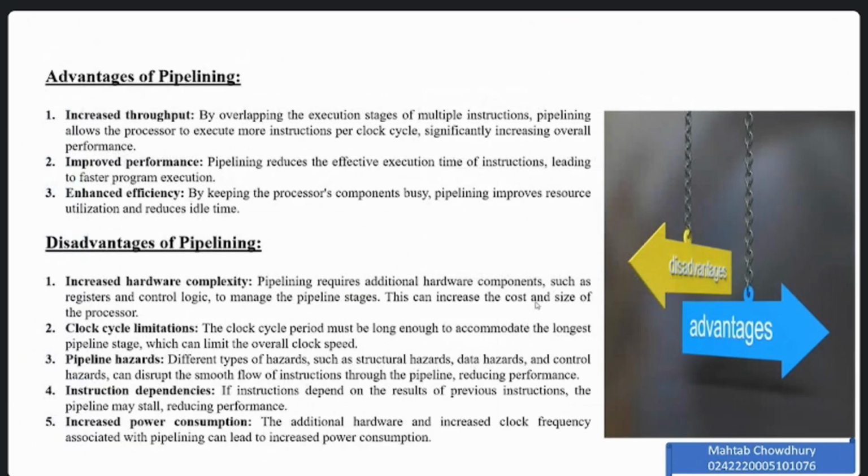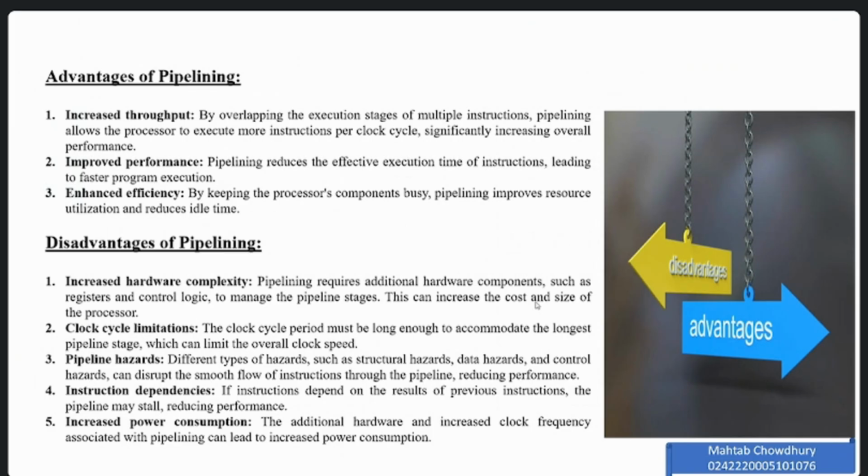Now, advantages of pipelining: increased throughput. By overlapping the execution steps of multiple instructions, pipelining allows the processor to execute more instructions per clock cycle, increasing overall performance. Pipelining reduces the effective execution time of instructions, leading to faster program execution. Enhanced efficiency: by keeping the processor's components busy, pipelining improves resource utilization and reduces idle time.